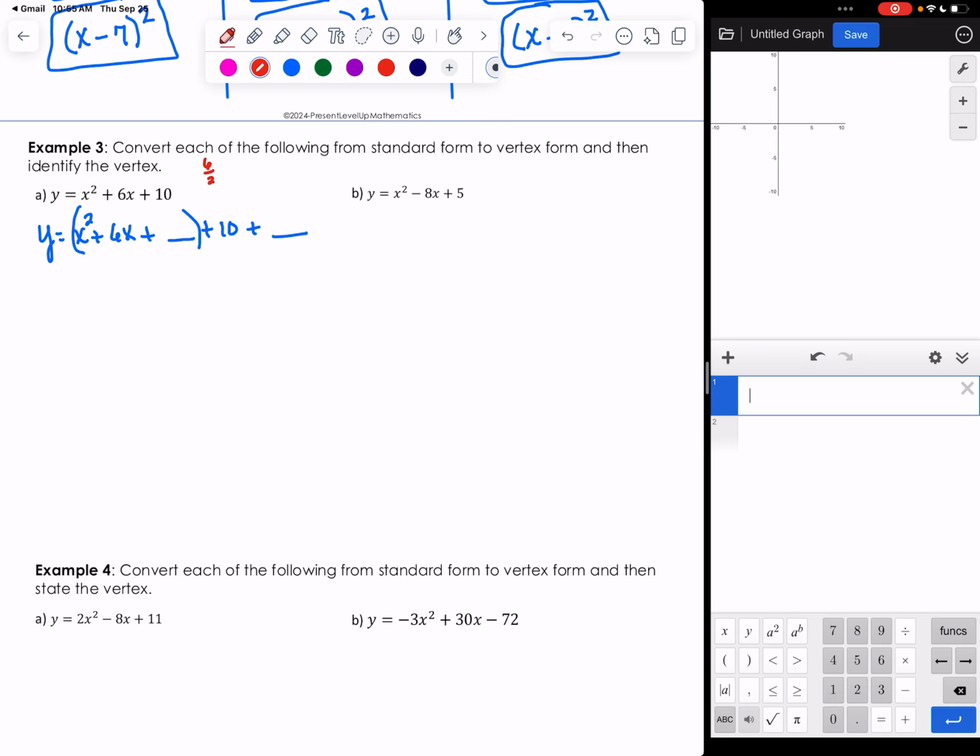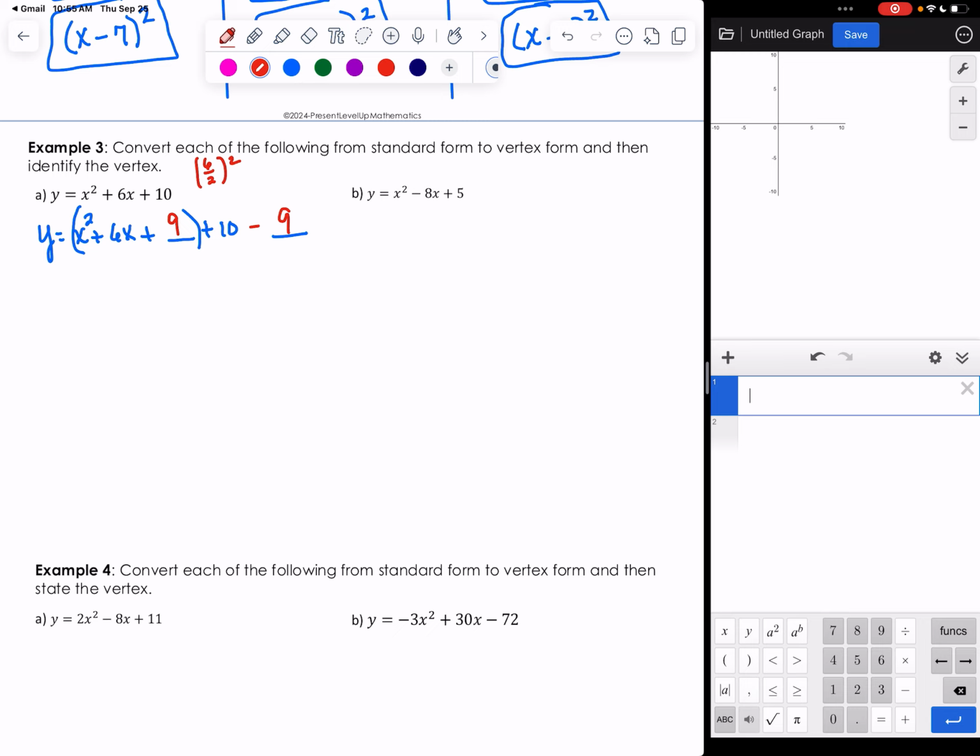Take your middle term, divide it by 2, and then square it. So 6 divided by 2 is 3, and 3 squared is 9. Now you can't just add 9 to the parentheses. You must also, right here, we want to subtract 9. Now let me tell you why we did that. If I add 9 and subtract 9 to an expression, 9 minus 9 is 0. I really haven't changed the expression because what we've added adds up to 0.